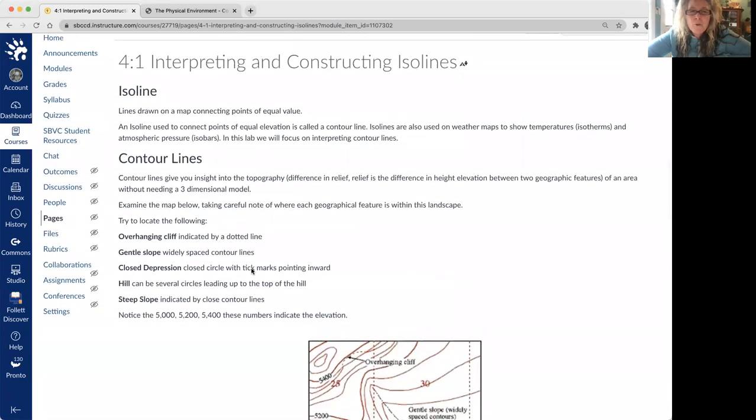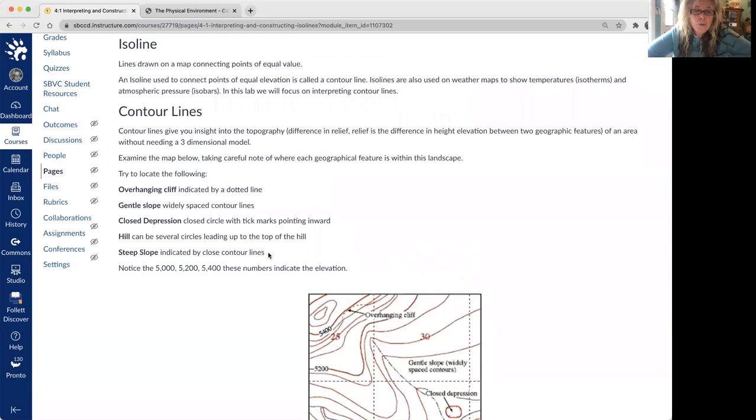I'm on page 4.1, interpreting and constructing isolines. An isoline is used to connect points of equal elevation. A contour line is used to connect points of equal elevation. So we're going to be learning about contour lines. Contour lines give you insight to the topography, so basically the lay of the land, the difference in elevation.